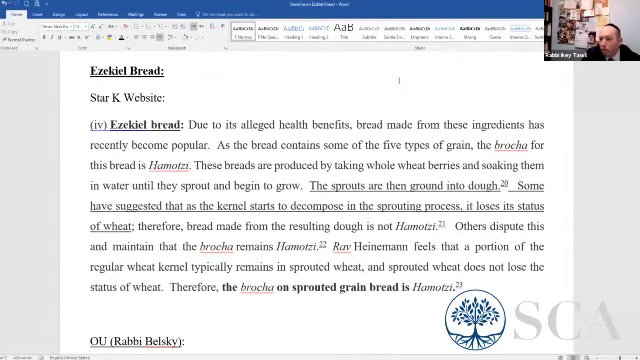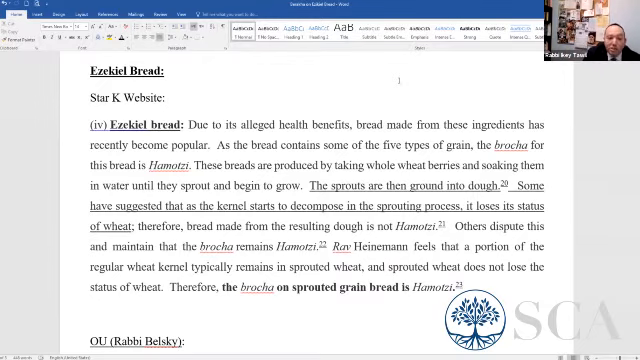So let's say why. We just said that it's sprouting together. These breads are produced by taking whole wheat berries and soaking them in water until they sprout and begin to grow. That's as we said, right? This is what I wanted to underline. The sprouts are then ground into dough. It's not a flour. We're skipping the step of flour, and we're just going to take these sprouts, crush them, and that's the dough.